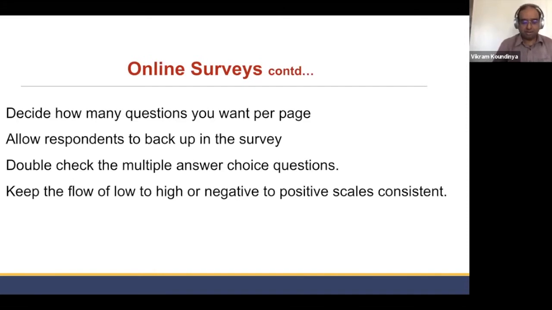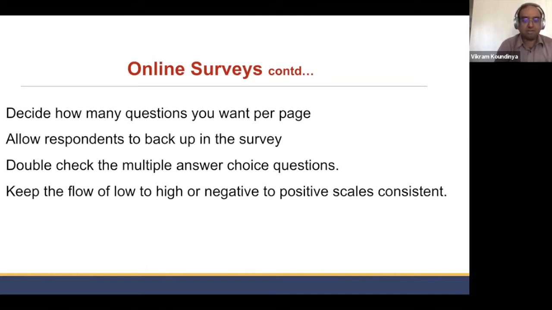The other point to consider is that we have to decide in advance how many questions you want to have per page. Always use the page break, because that has been found to make it very easy for people to take the surveys and also to increase the response rate. And also have some logic to pairing up similar questions on one page, maybe the questions related to a particular concept within your evaluation study or a particular outcome.